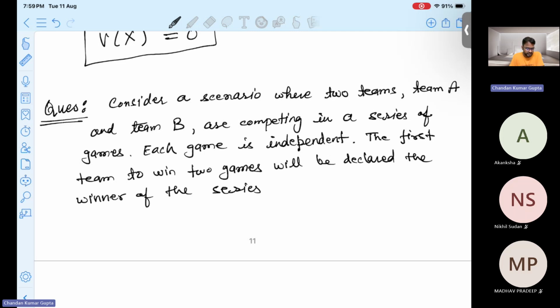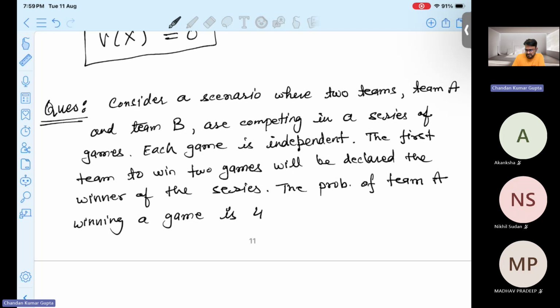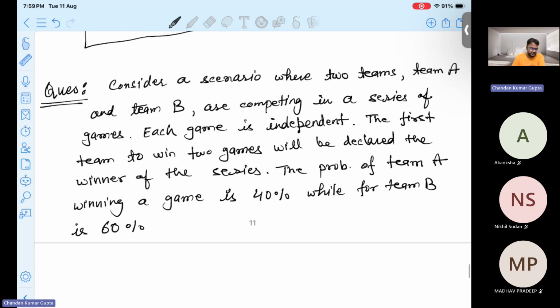Now we have some information. The probability of team A winning a game is 40%, while for team B it is 60%. This is given.